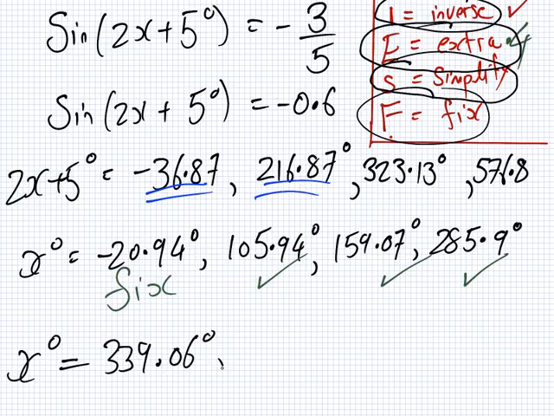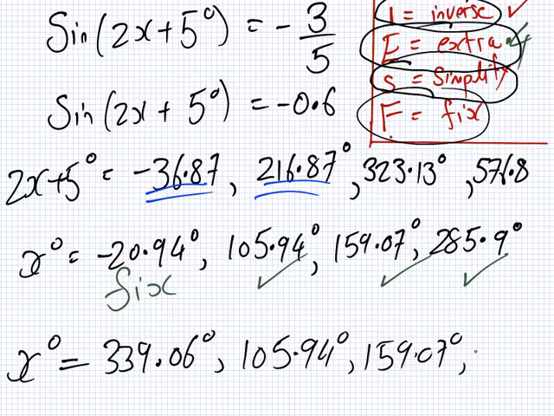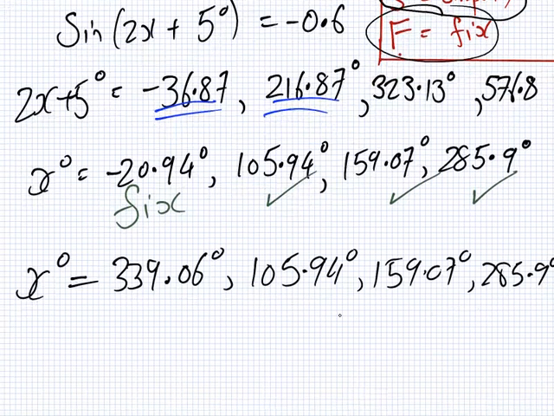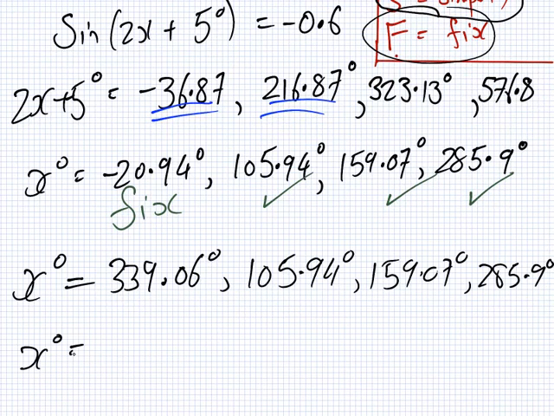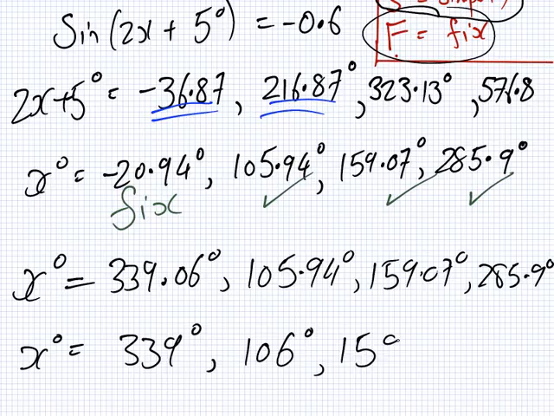339.06 degrees, 105.94 degrees, 159.07, and 285.9. In the exam, we usually use 3 significant figures. So if I want to just round it off at the end, this will be 339, 106, 159, and then 286. These are the 4 angles at the end.